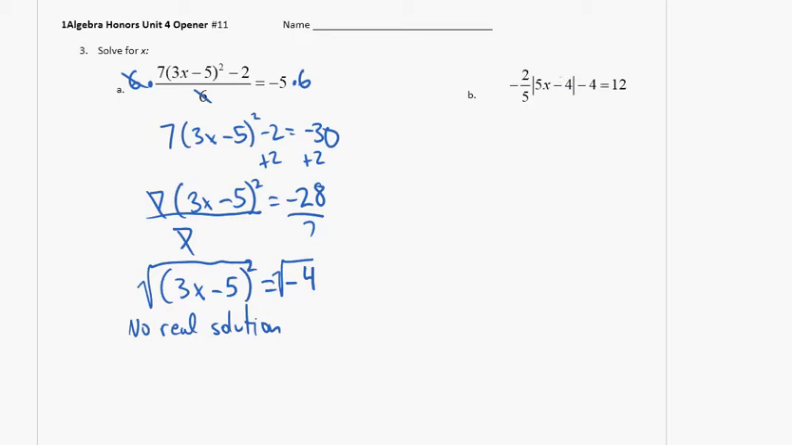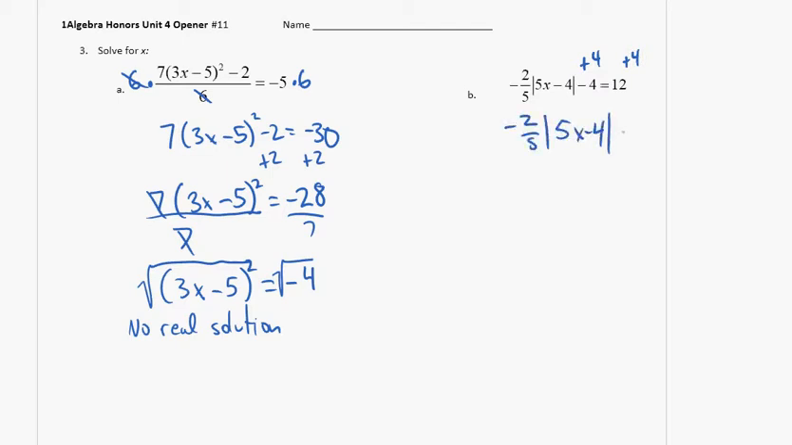And again, it's going to be pretty much the same thing here. We're going to be stripping away parts of the equation until we isolate the absolute value part. Alright, so I think we can start by adding 4 to both sides.